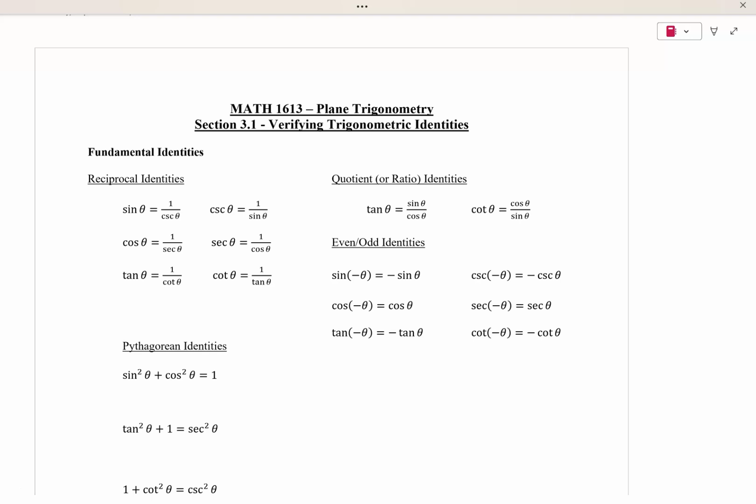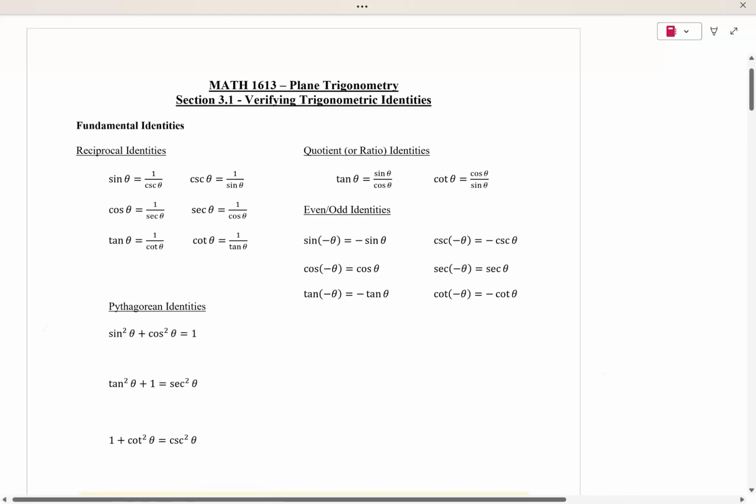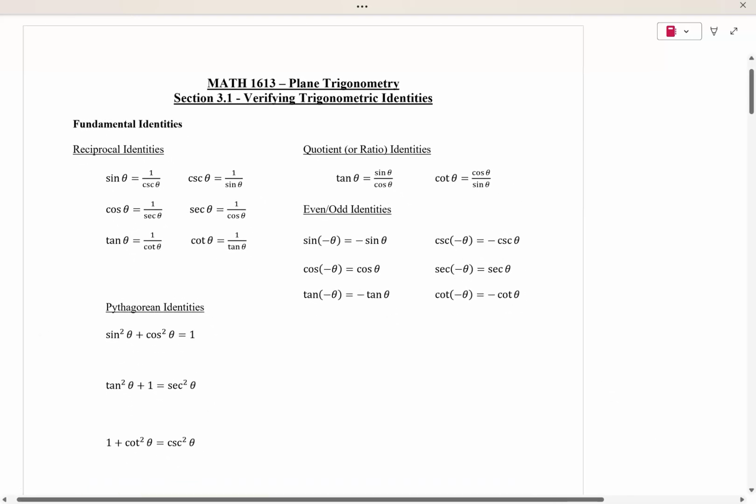All of these identities right here are your fundamental identities. They are the identities that you really need to know. Some of them we've already talked about, some of them might be a little new. So here we go. Reciprocal identities.